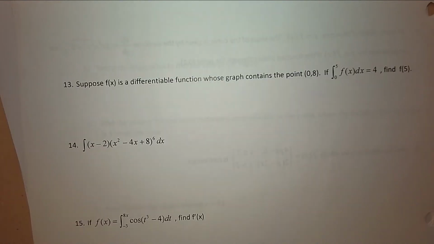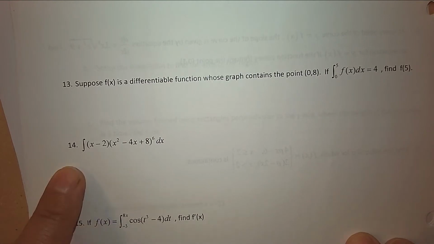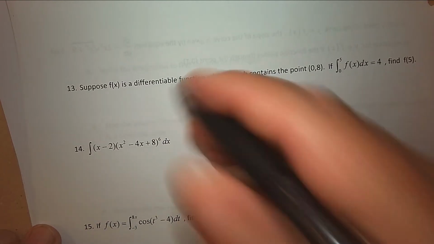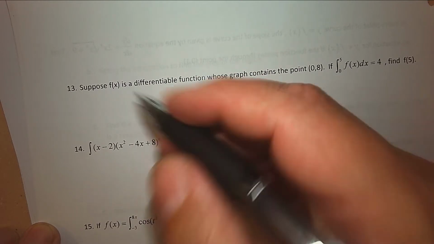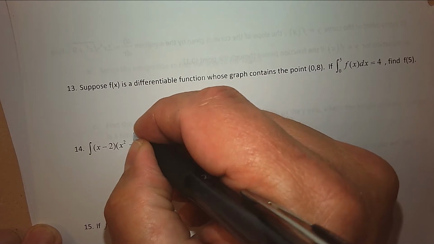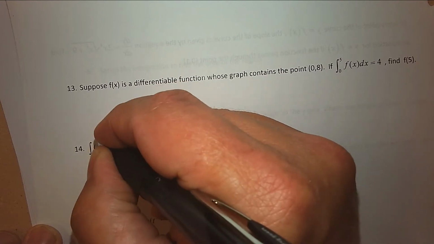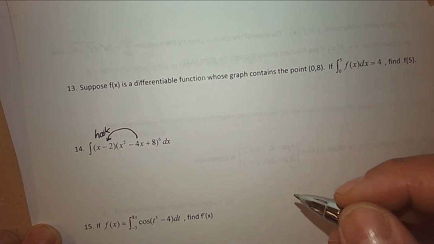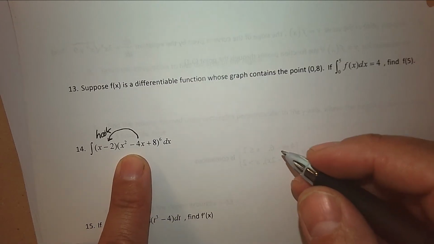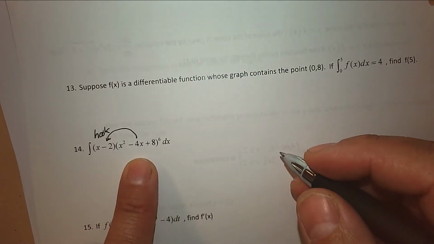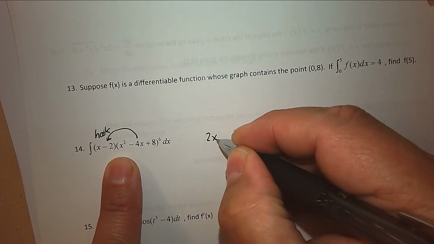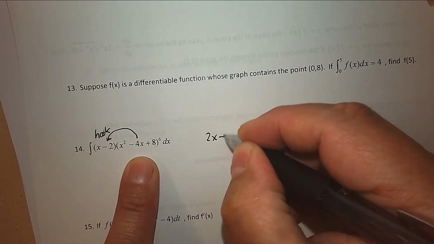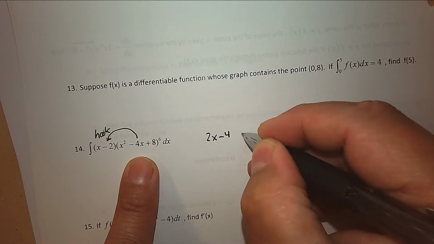All right, here is question number 14. We're integrating. This exponent 6 does not allow me to expand this. So what I hope to see is that the derivative of this is reflected, and that is the hook after I take the derivative. So if I take the derivative of x squared subtract 4x plus 8, the derivative of x squared is 2x. The derivative of negative 4x is just negative 4, and of 8 is 0.